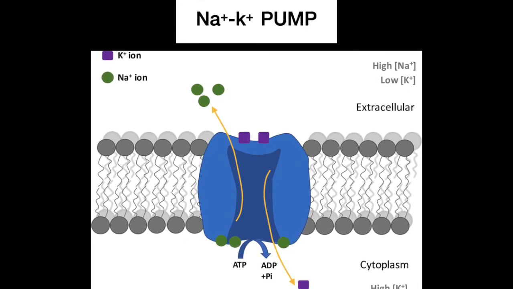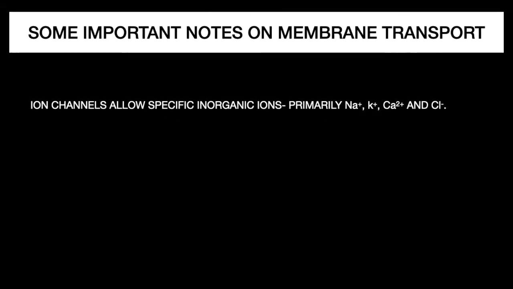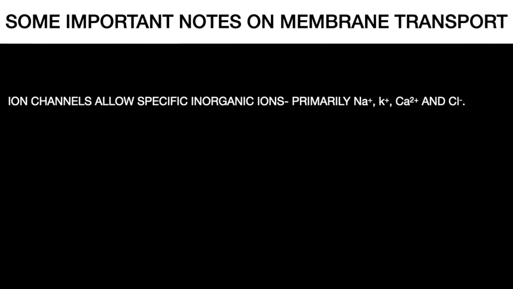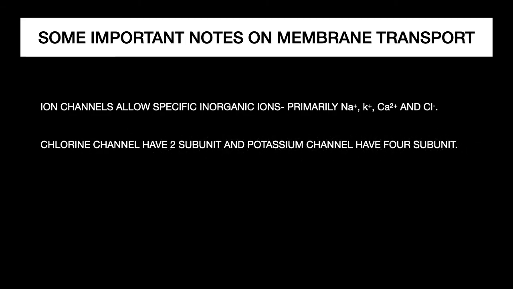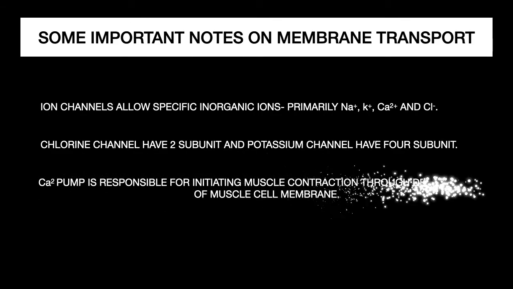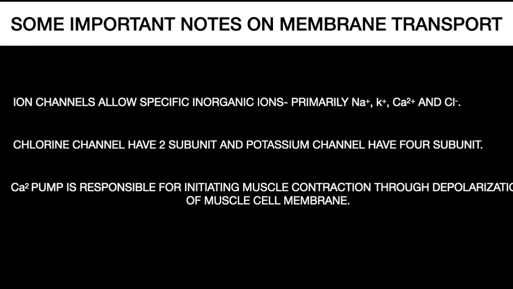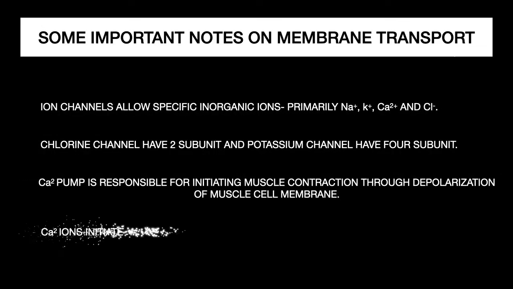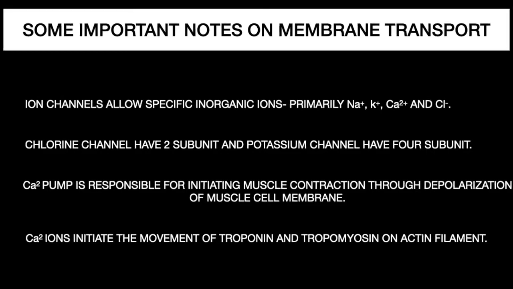Now, let's note down some important notes on membrane transport. Ion channels allow specific inorganic ions, primarily sodium, potassium, calcium, and chlorine. Chlorine channels have 2 subunits and potassium channels have 4 subunits. Calcium pump is responsible for initiating muscle contraction through depolarization of the muscle cell membrane. Calcium ions initiate the movement of troponin and tropomyosin on actin filament.